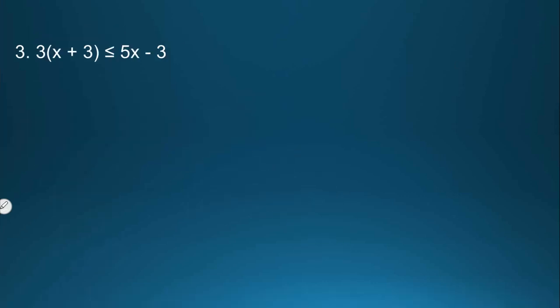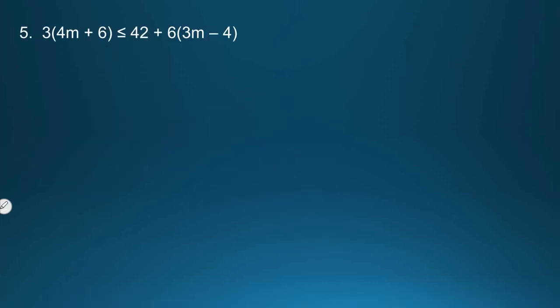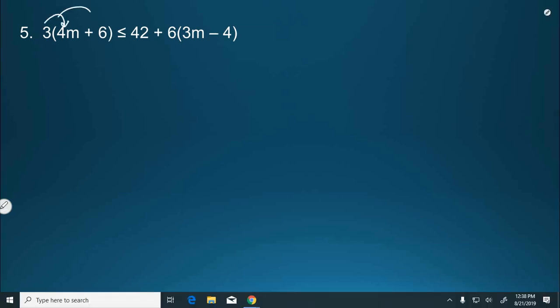It looks like I'm doing all the odds with you. You'll be doing the evens later. All right, so number 5 now has parentheses on both sides and lots of things to simplify. So let's get rid of those parentheses first by distributing. 12m plus 18 is less than or equal to 42 plus 18m minus 24.